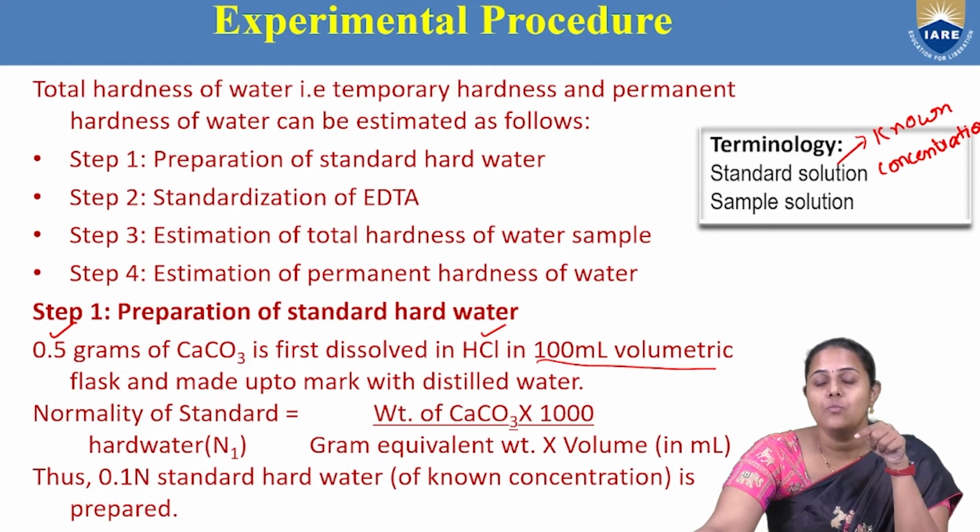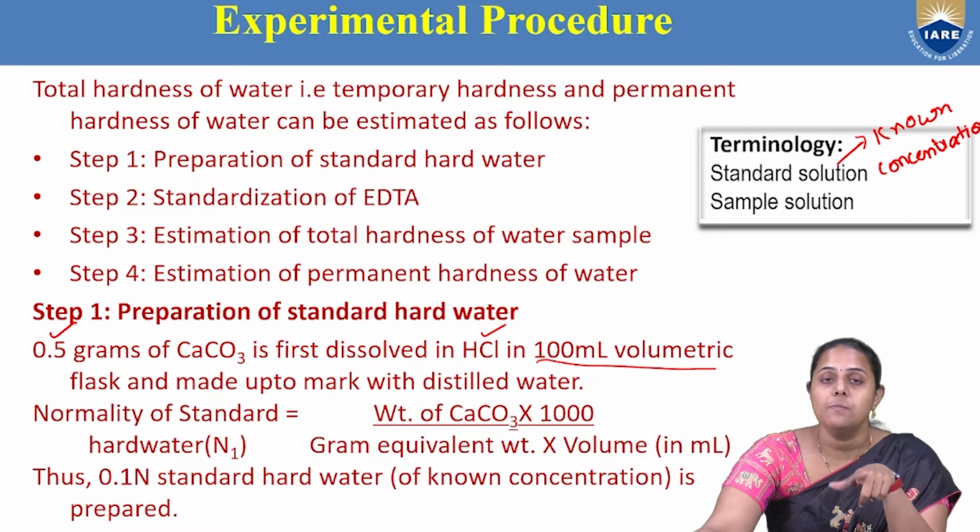Hardness of water is always expressed in terms of calcium carbonate equivalence. What are the reasons? First reason is molecular weight of calcium carbonate is 100, easy for calculations. Second reason, it is insoluble in water. That is the reason why we have chosen calcium carbonate to express hardness of water.